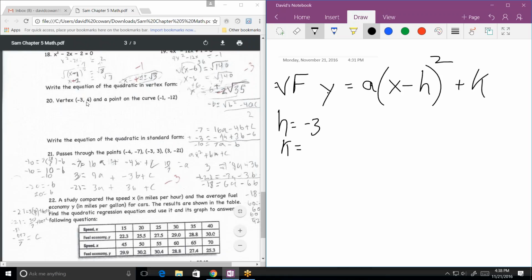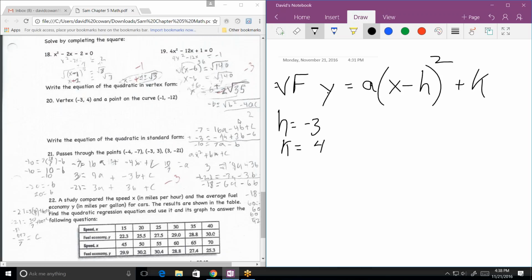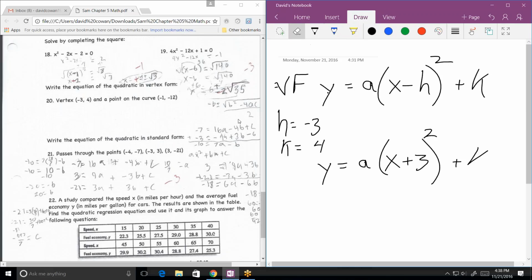Look up on the problem. Yeah, it gives you the vertex. K is 4. You with me? Yeah, I am. Okay. So now we can write this much. Y equals A times X minus a negative 3, which is the same as X plus 3, squared, plus 4. I know K is 4. Now, the only thing I have to solve for is A at this point.